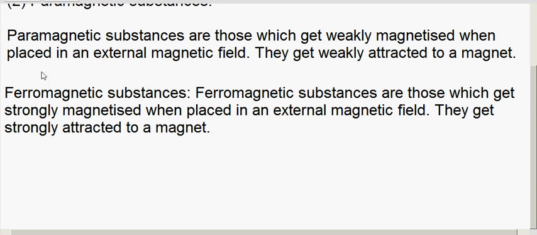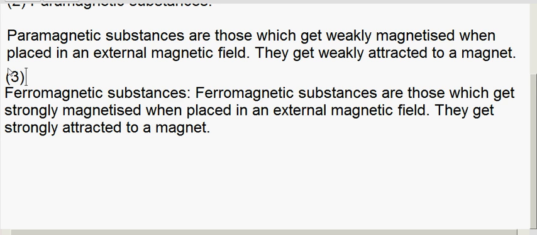Okay, so this classification is 3. I have not written that, so I'll just write it here. So in general, you can classify the magnetic substances into 3 categories. They are diamagnetic, paramagnetic and ferromagnetic substances. Diamagnetic substances are those which are repelled by an external magnetic field, or when you take those substances near a magnet, they get repelled by the magnet.